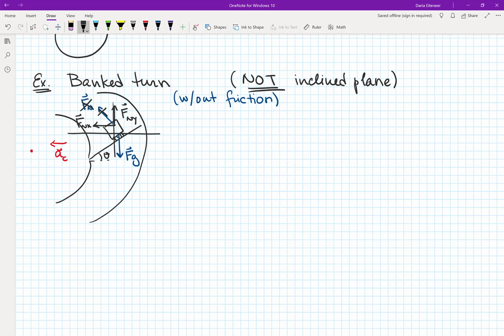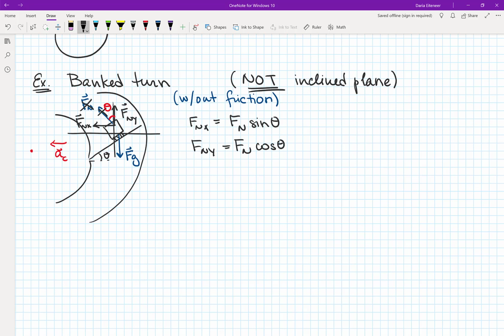And let me write this. So Fnx, if this is angle theta, then this is also theta. Nope, not that. Oh, I just did not label it correctly. Okay, so this is going to be angle theta. All right, so Fnx is going to be Fn sine theta. Fny is Fn cosine theta.